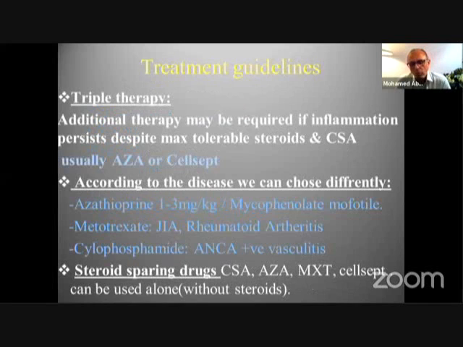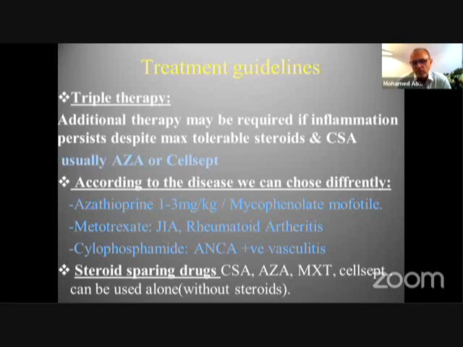Sometimes we need to go with triple therapy because with steroids and cyclosporin, for instance, the disease is not controlled yet, so you have to add azathioprine or Celcept, or because the cyclosporin is causing nephrotoxicity or hypertension, so you have to go down with the other drugs. So with low doses of 3 drugs, you can achieve the immunosuppression you want.